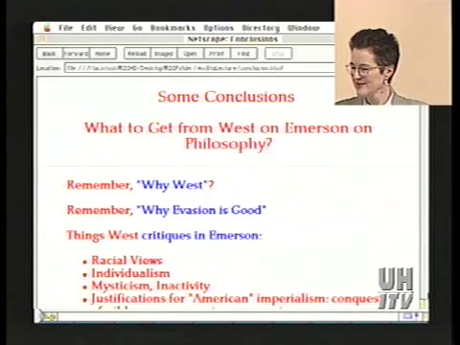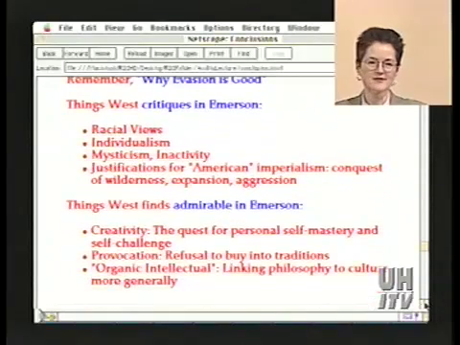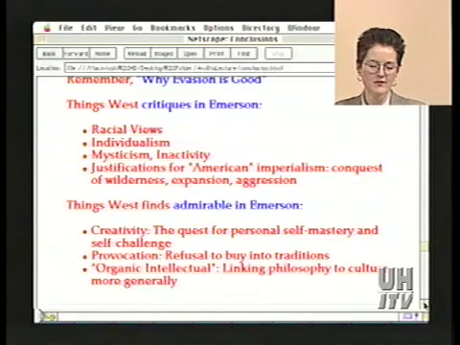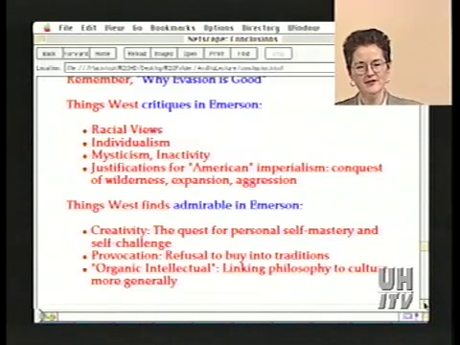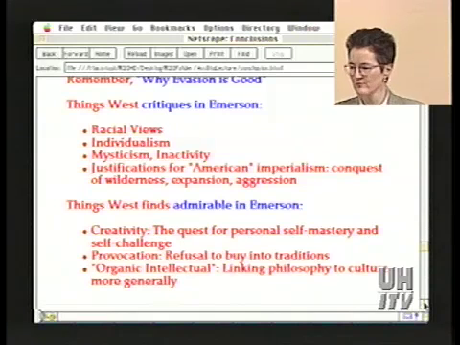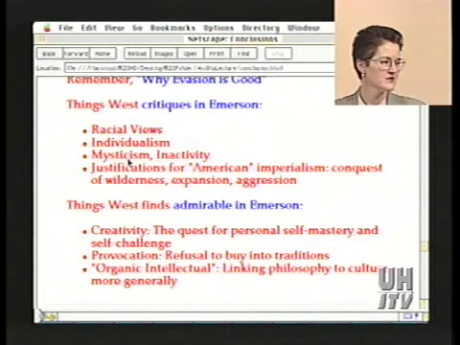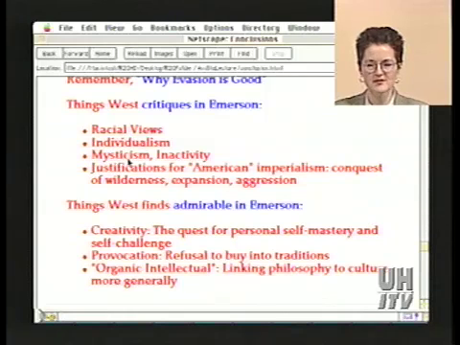Now, here are some of the key things that West criticizes in Emerson. Obviously, he's very critical of the racial views. I've just quoted a few selections, and there are others in the chapter. And it's not simply that there are views that are unpalatable due to that time period, but also it's a whole entire picture of racial destiny and fate that West thinks is very unacceptable. He's critical of Emerson's individualism, and that's really tied to this next point that he attacks, Emerson's mysticism and his inactivity.